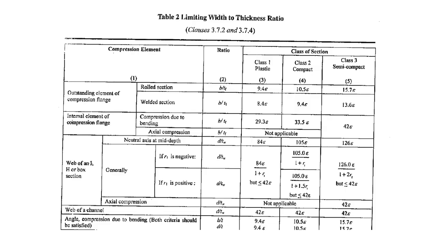For web of an I, H or box sections, generally we used to consider these different formulas. If the I section has its neutral axis at mid depth, if the neutral axis and equal axis both match, then we take d by thickness of the web section, and we classify the sections like this: 84 epsilon, 105 epsilon, 126 epsilon. These are the three ranges which we use to design a beam section.